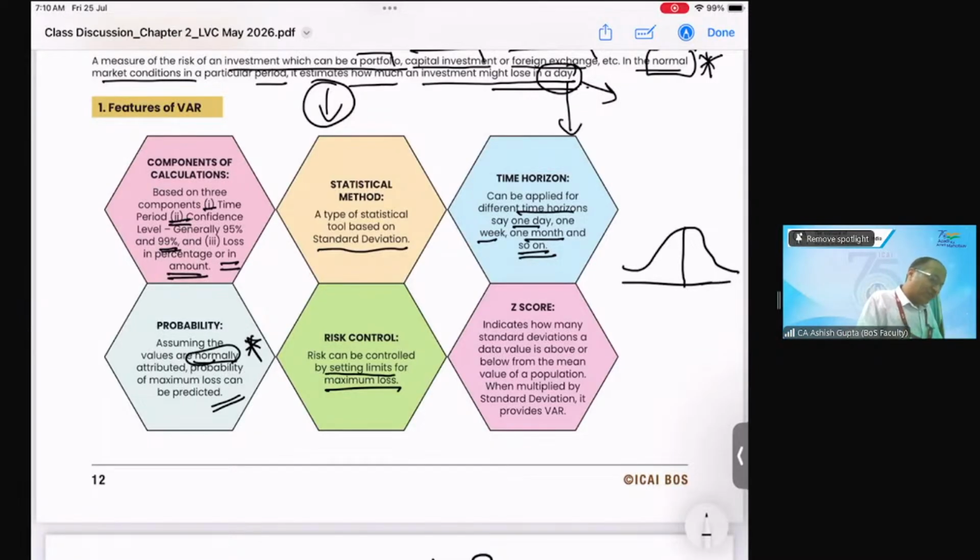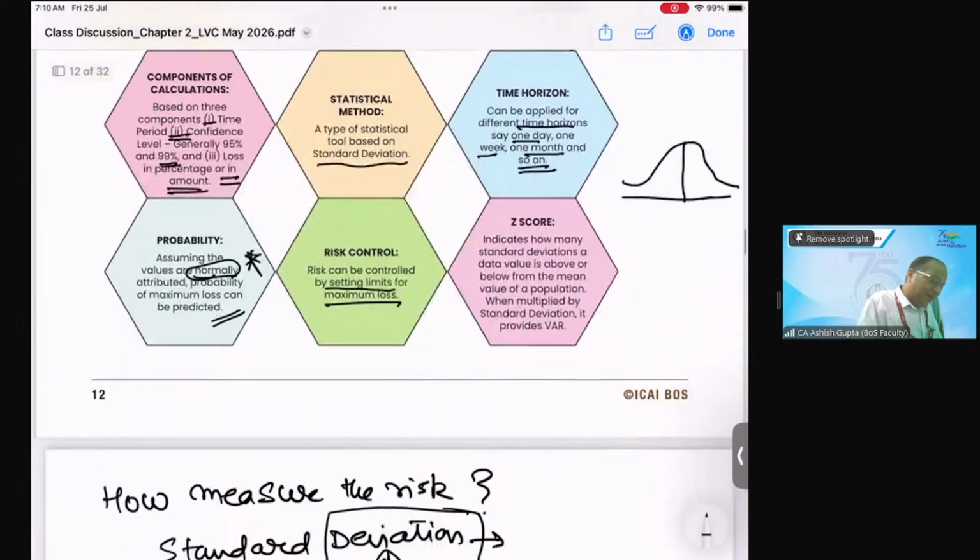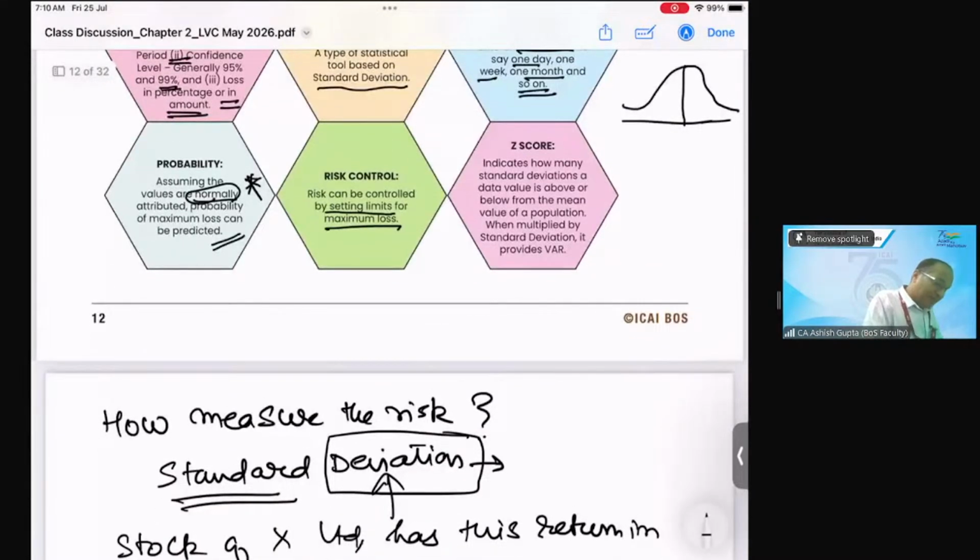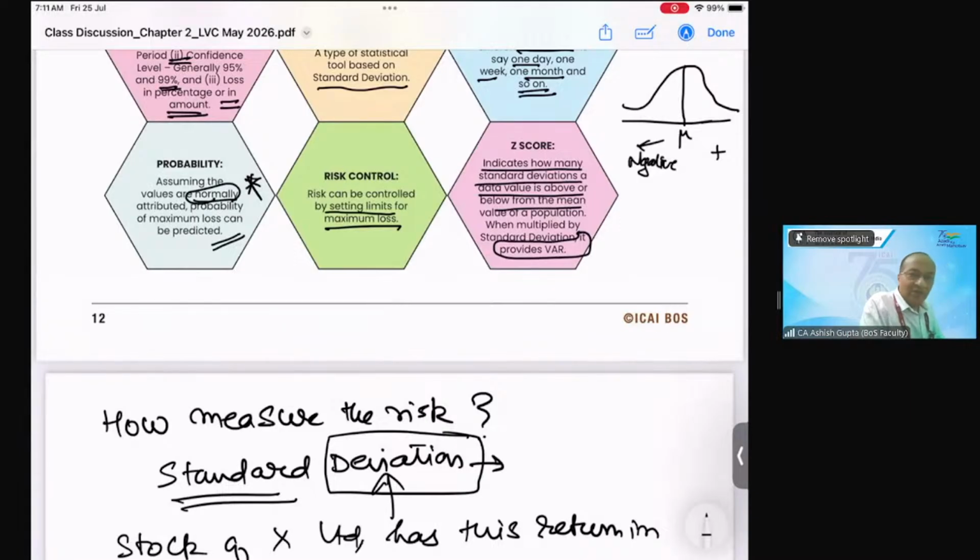Now next is the Z-score. It is important. If I read the definition, it indicates how many standard deviations away. This side are the negative values, this side positive values. So I want to know. See, when we calculate anywhere, what we have to do? We have to find some variance. We need some score.